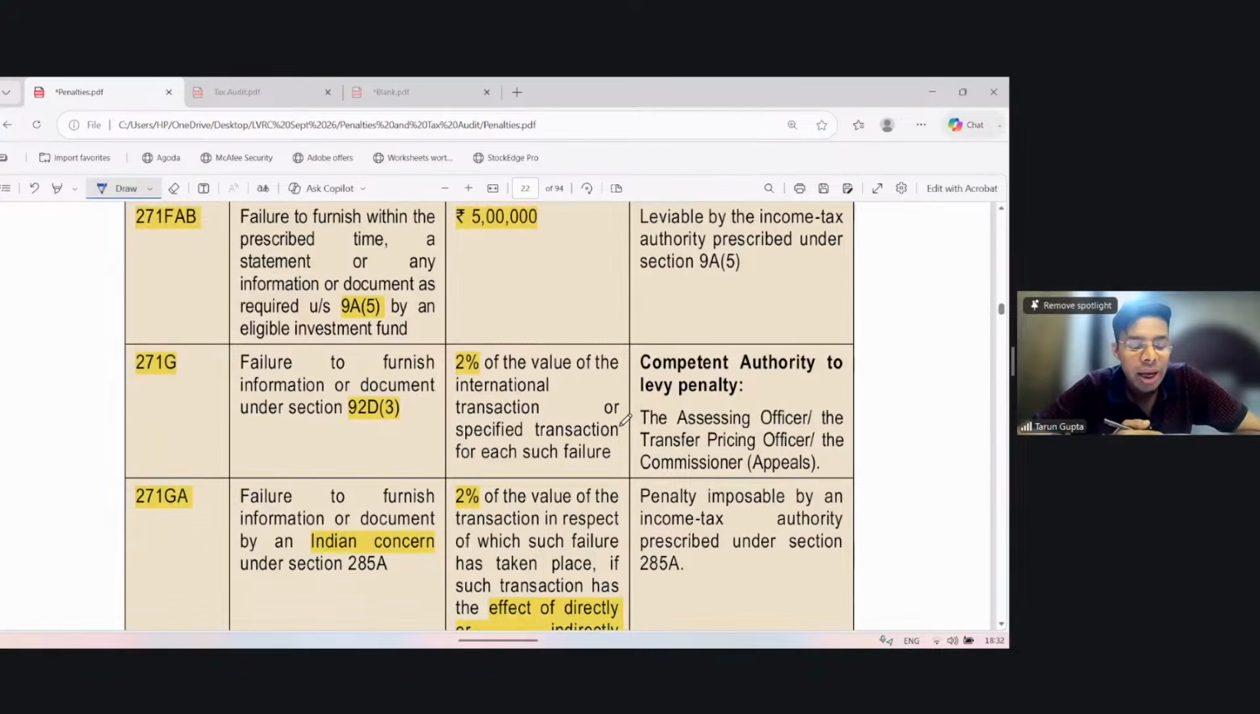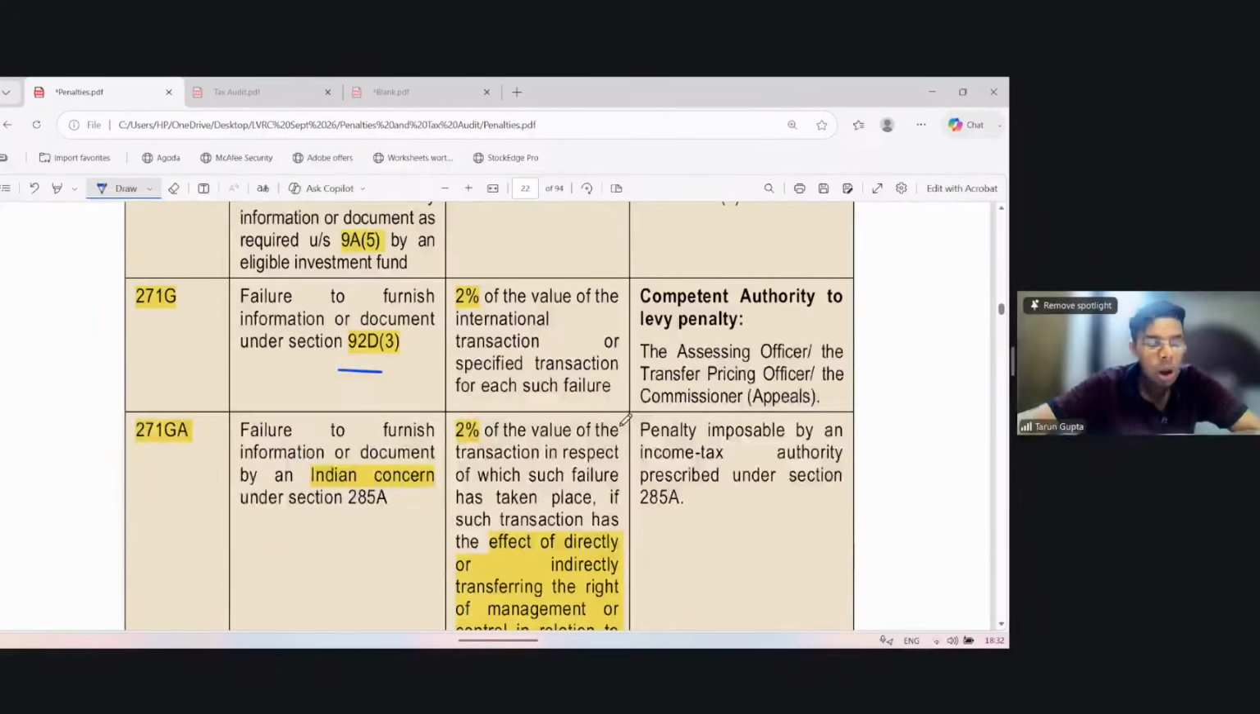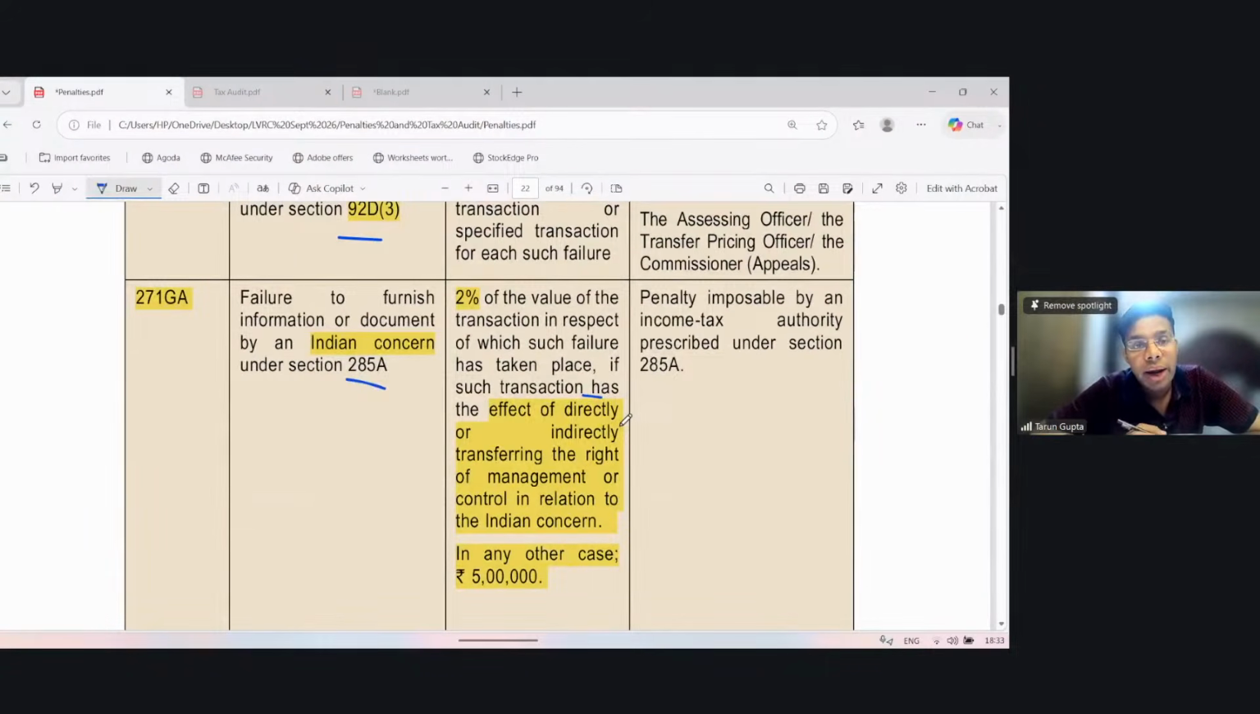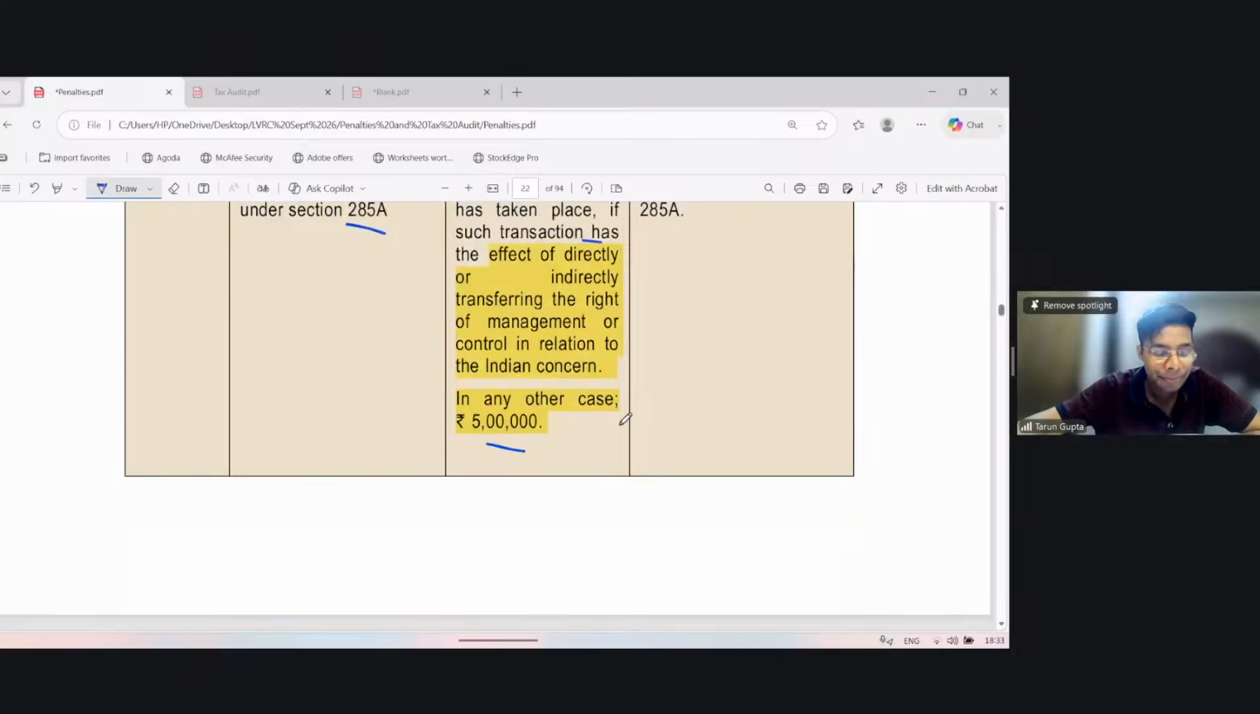271G. If the assessee failed to furnish information or document under Section 92D(3), the penalty is equivalent to 2% of the value of the international transaction. 271GA. If the Indian concern failed to furnish the statement or information referred to in Section 285A, the penalty is equal to 2% of the value of the transaction if the transaction has the effect of transferring the right of management or control of such Indian concern. In any other case, the penalty is equivalent to the amount of 5 lakh.